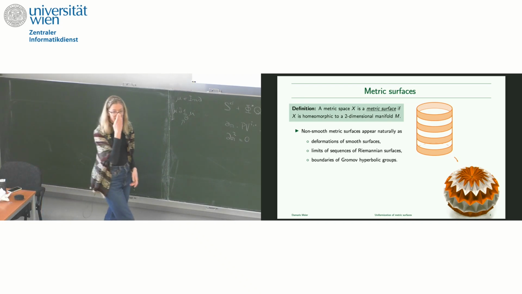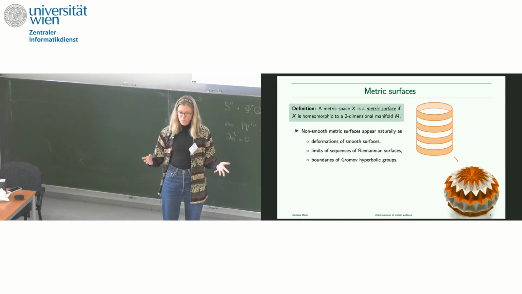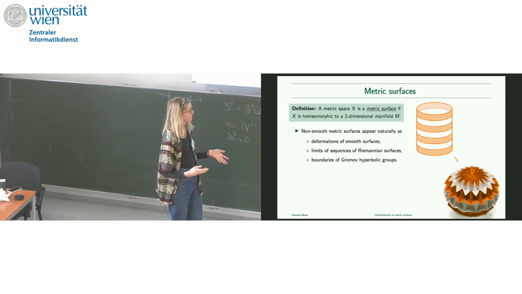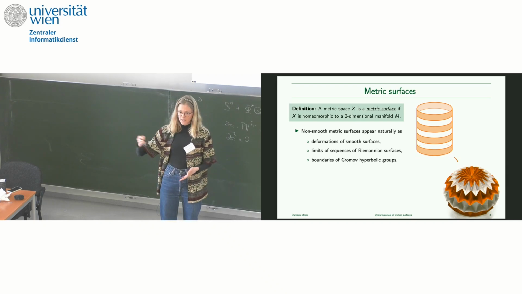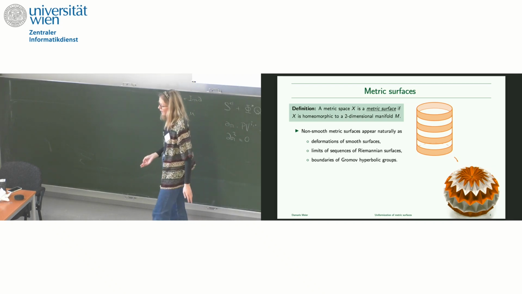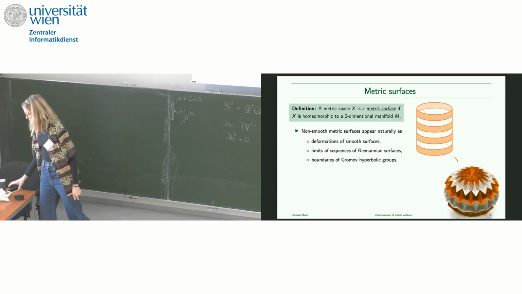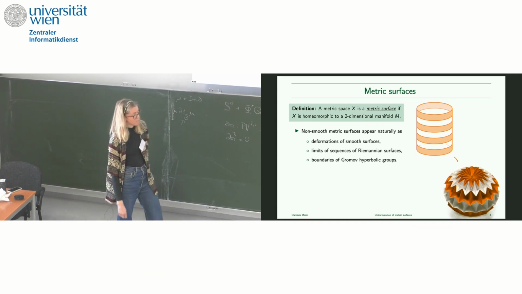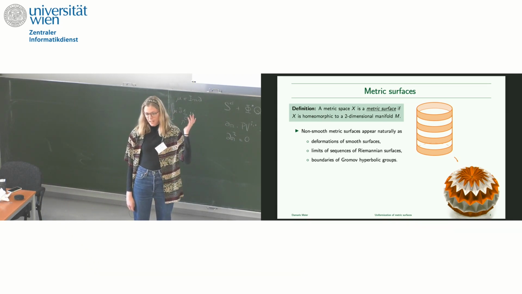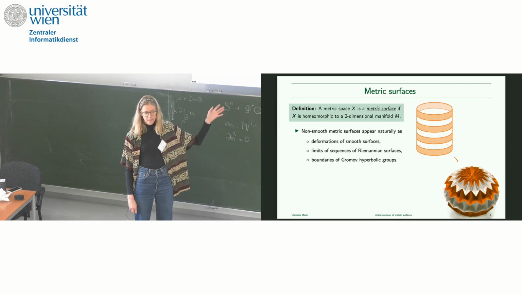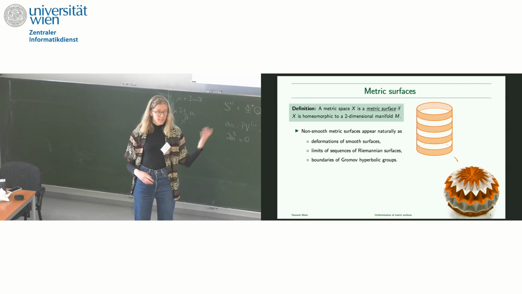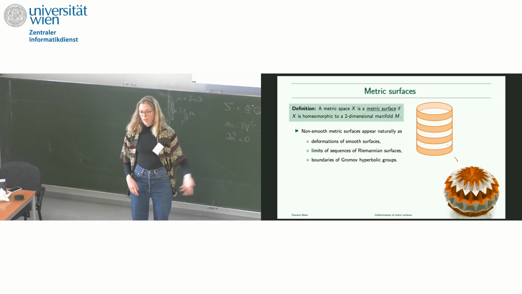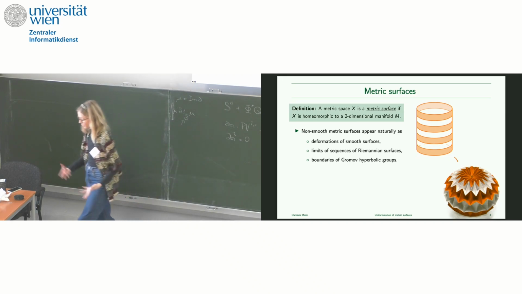Other examples you can get by taking a sequence of Riemannian surfaces, and then in the limit, a lot of singularities might appear. Or the third group of examples I want to mention are boundaries of Gromov hyperbolic groups. So in geometric group theory, somehow these objects also appear in case these boundaries are homeomorphic to something two-dimensional.